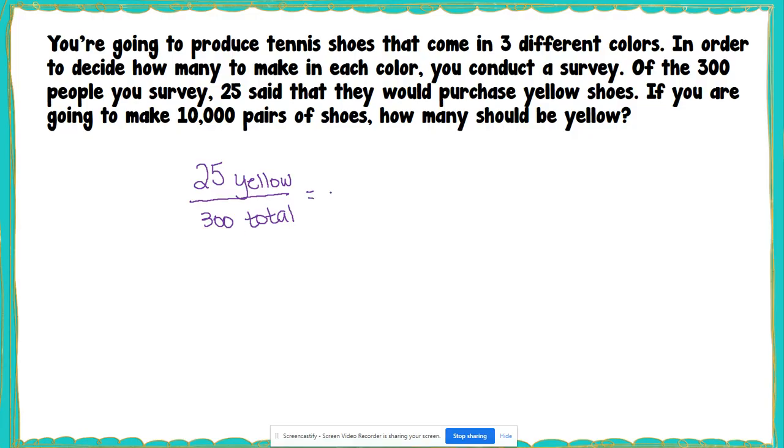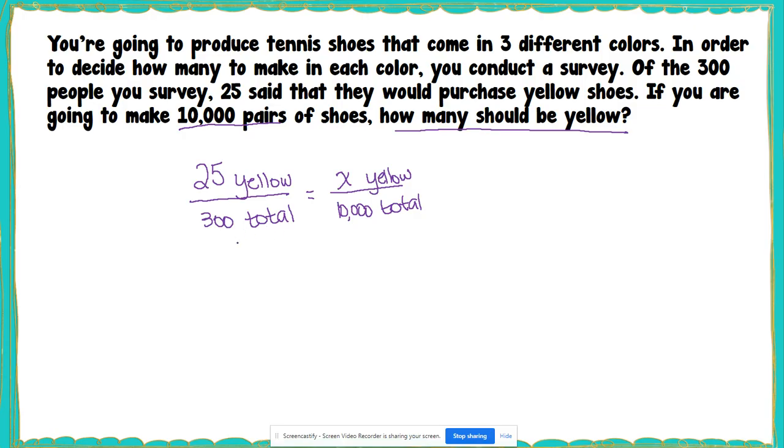Next, to make my proportion, I'm going to set it equal to another ratio. My question is asking how many should be yellow, which means I don't know how many pairs of shoes I'm going to make yellow. So since I have yellow in my numerator for my first ratio, I'm going to have yellow in my numerator for my second ratio. Since I don't know how many are going to be yellow, I'm going to use a variable, so I'll use x to represent the total number of yellow shoes. Now, I know that I'm going to make a total of 10,000 pairs of shoes, so that's going to go in the denominator since my total was in the denominator for my first one.